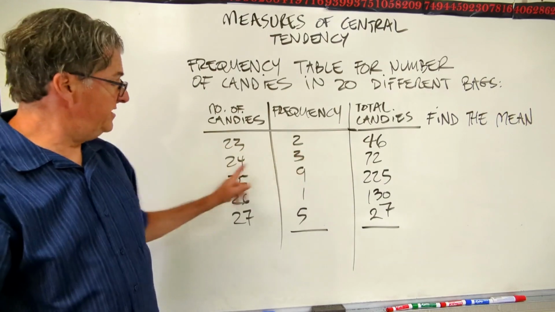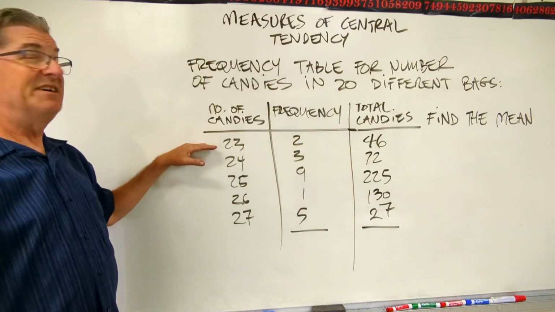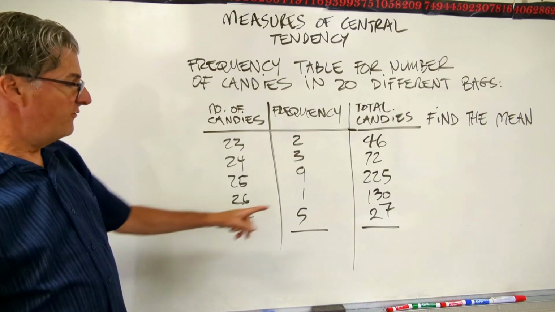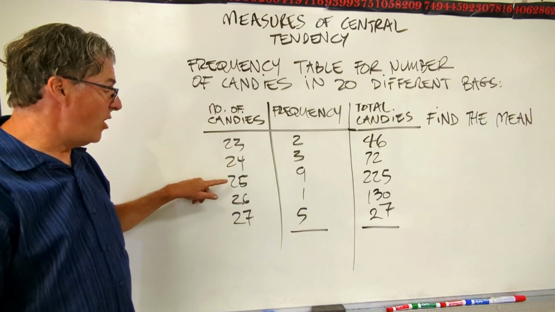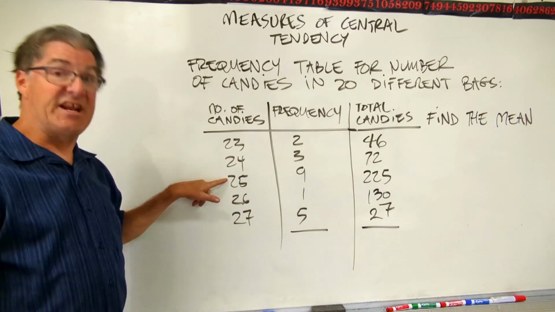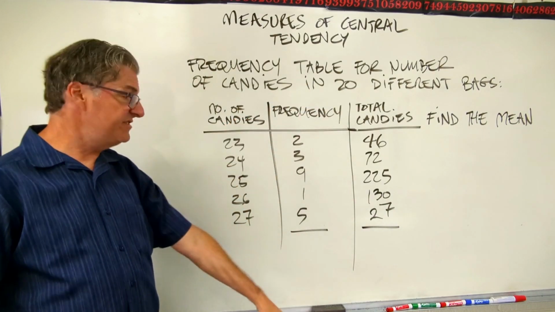Okay, so I just went ahead and did the multiplication across, and I have my total candies in each type of bag. So for example, I have 225 candies total when I'm adding up all the bags that have 25 candies in them. Now we need to total all of these up.